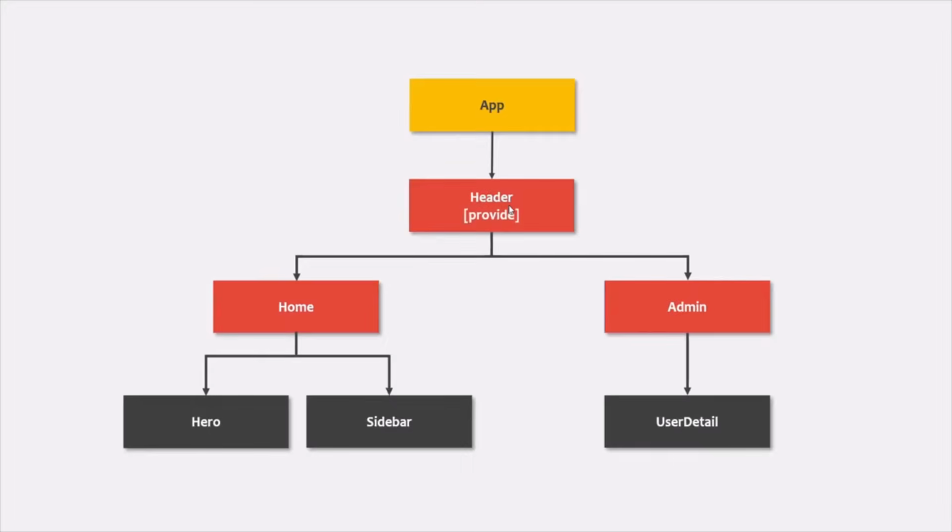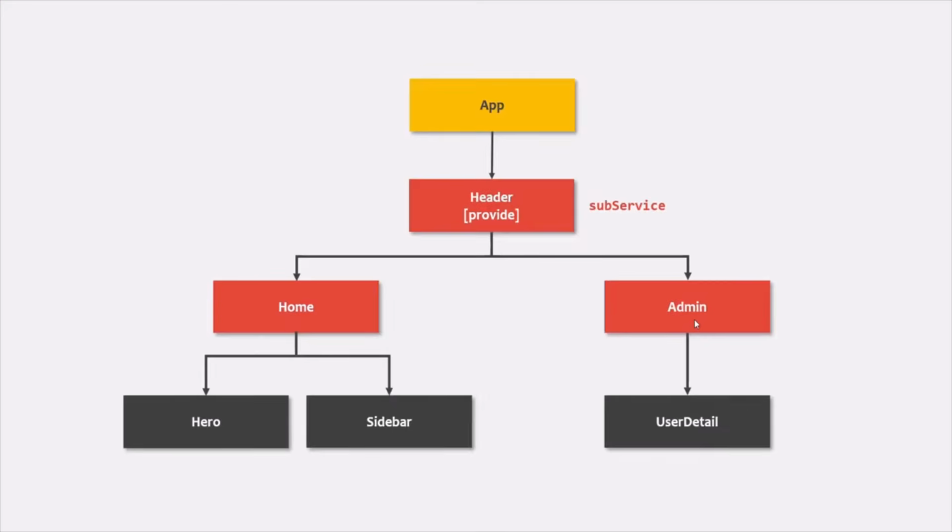So there I am providing a service. Let's say we are providing the subscribe service. So for the header component, we are going to get an instance of subscribe service. Let's call it sub service. And we are not using providers array in any other child component.